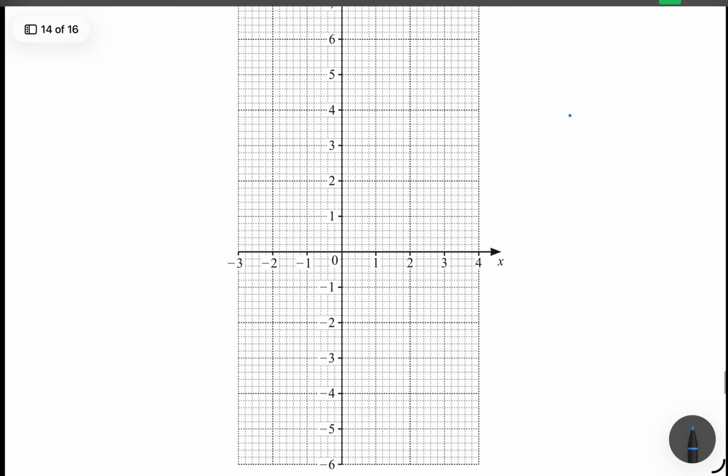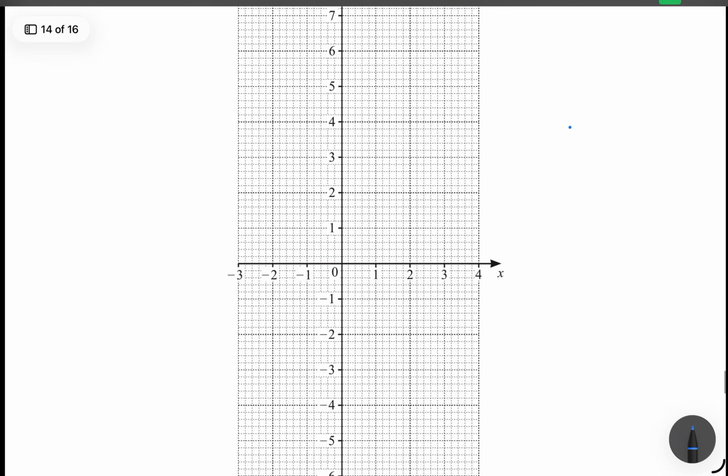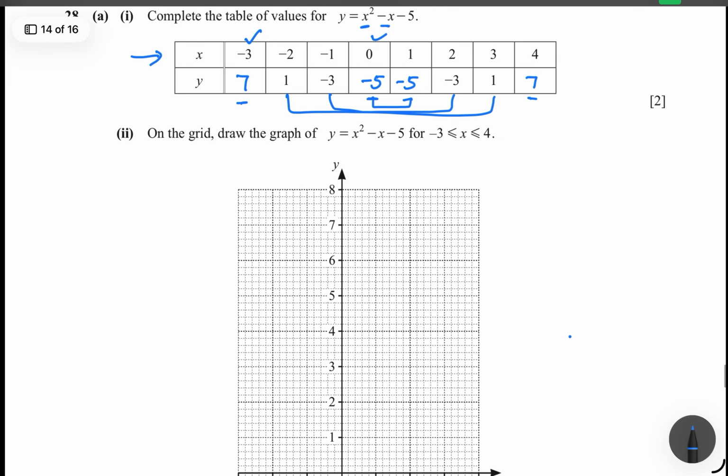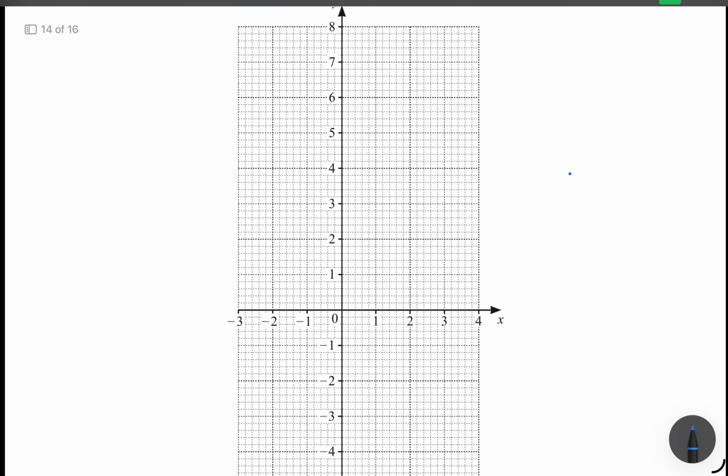Now the second part is write down the equation of line of symmetry of the graph. Okay, so we have to plot the graph as well. On the grid, draw the graph. That was first part, that is done. Now the graph, negative 3 and 7. So negative 3 here, 7 is here. Then we have negative 2 and 1. So it's here. You just put the crosses first, then you can add.